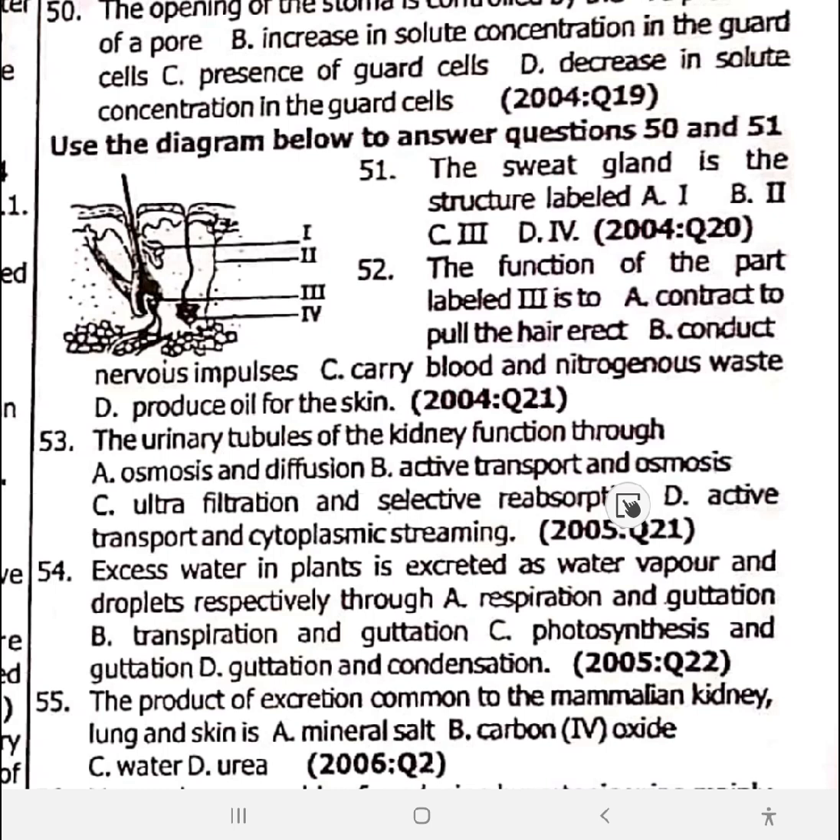All right. These three function by active transport, passive diffusion, osmosis, and varying permeability of tubules. Keep those in mind. 53 is option B, active transport and osmosis. 54. Excess water in plant is excreted as water vapor and droplet respectively by transpiration and guttation. 54 is option B.